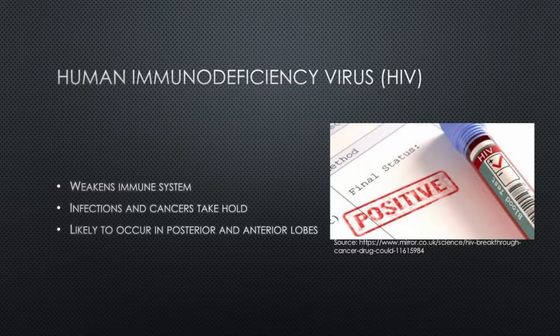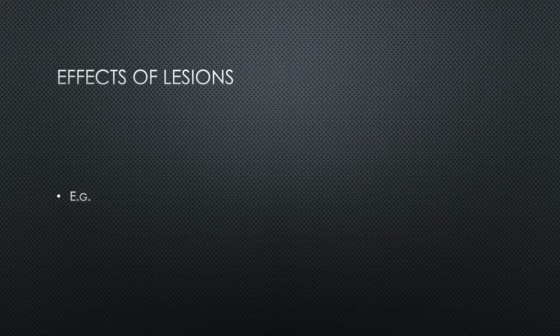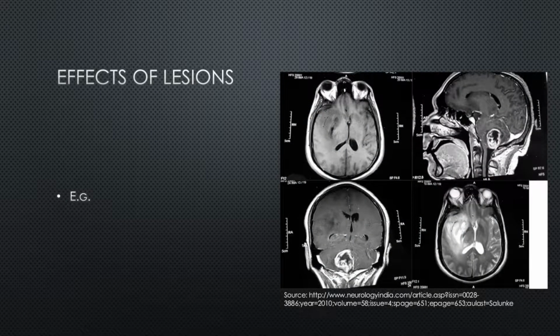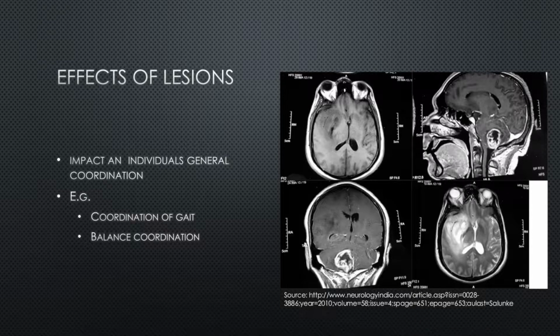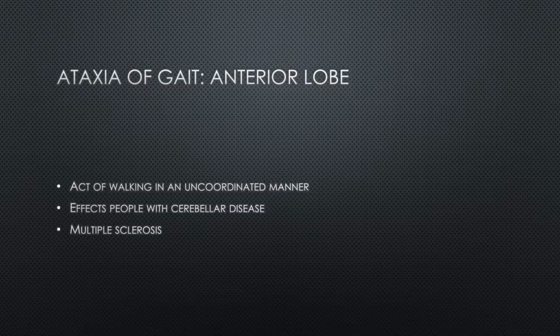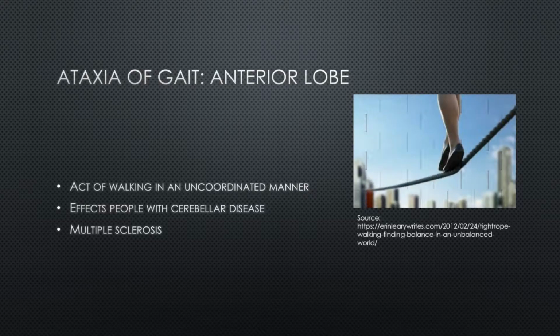The most prominent effects caused by cerebellar lesions impact the individual's general ataxia, or coordination, in particular, gait and balance. Ataxic gait is fundamentally the act of walking in an uncoordinated manner. Ataxic gait affects people who have the condition cerebellar disease, or aspects of the condition. An example of a condition which possesses aspects of cerebellar disease is multiple sclerosis.